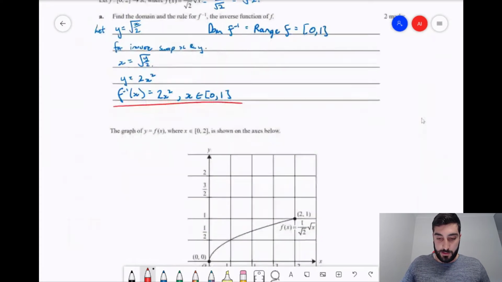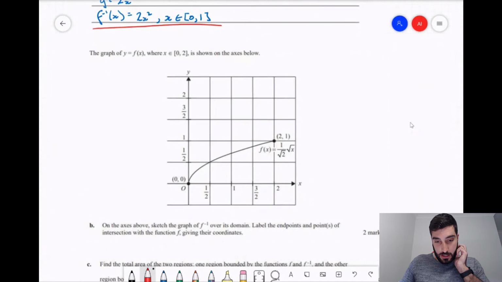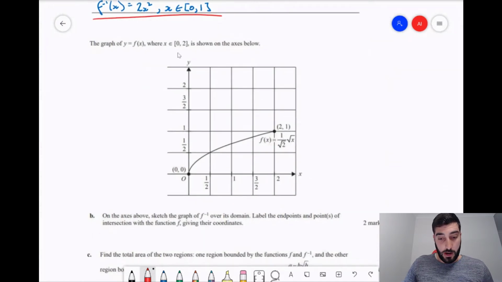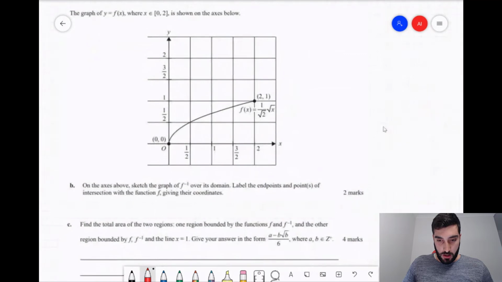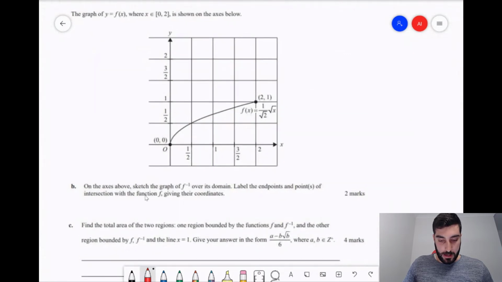Moving on to the second question, question B. Here they're providing us with the graph of that same function. It's shown on the axis below, and we're asked to sketch the inverse function over its domain, which we found, and label the endpoints and the points of intersection with the function f, giving their coordinates.